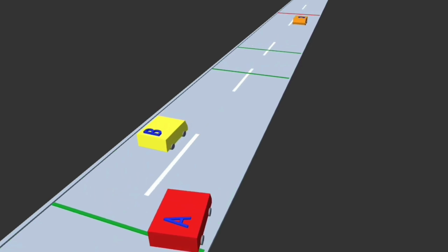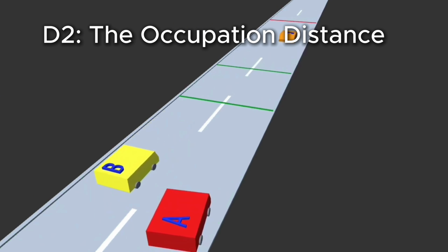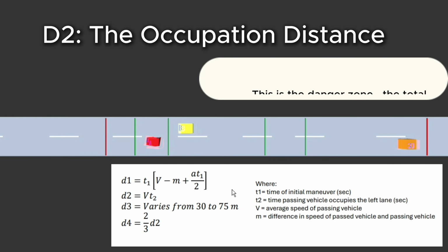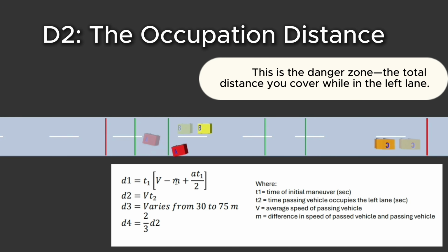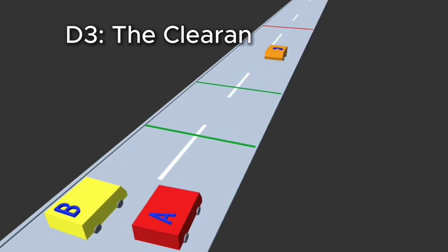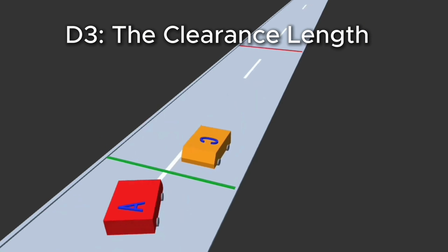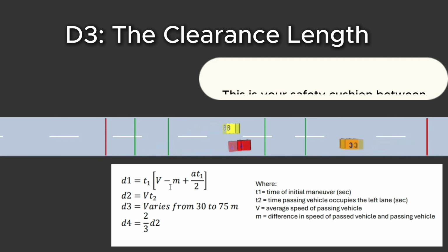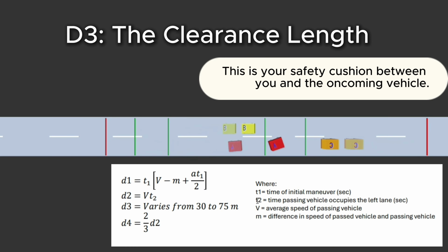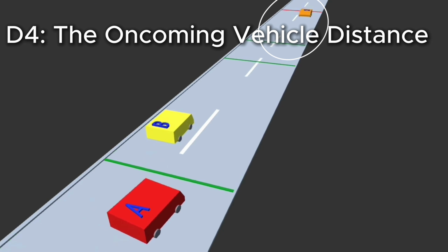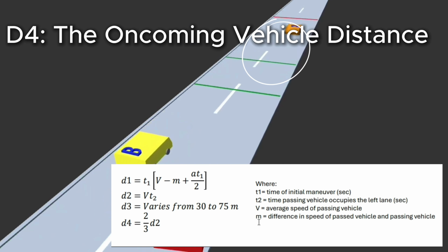Second, D2, the occupation distance. This is the danger zone, the total distance you cover all in the left lane. Third, D3, the clearance length. This is your safety cushion between you and the oncoming vehicle. Finally, D4, the oncoming vehicle distance.